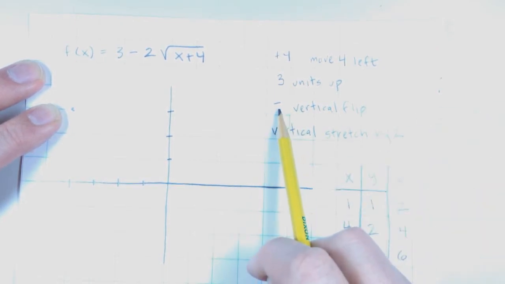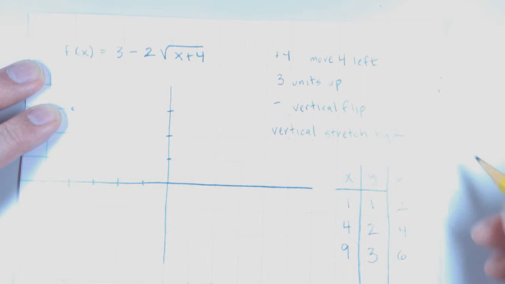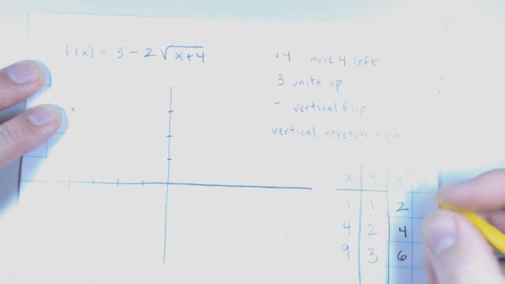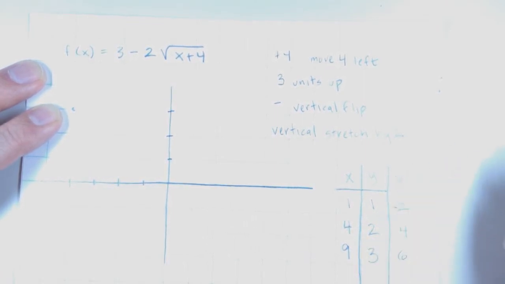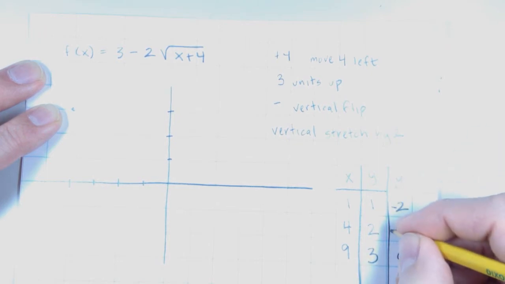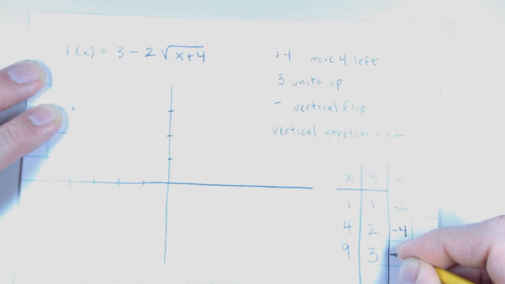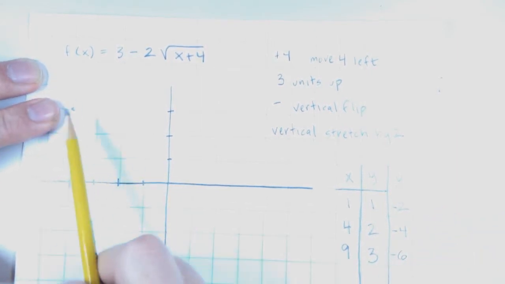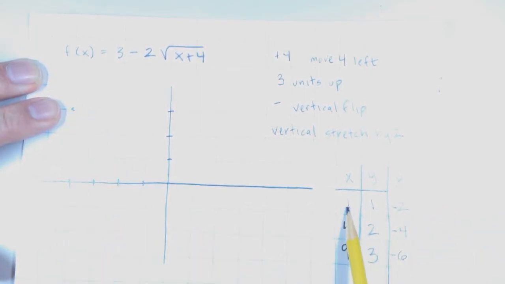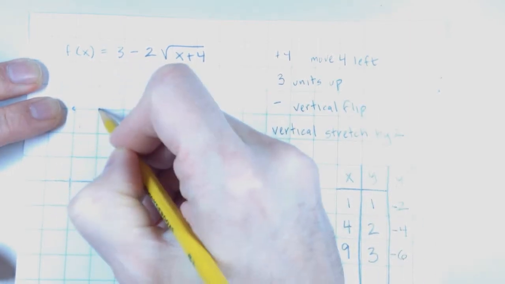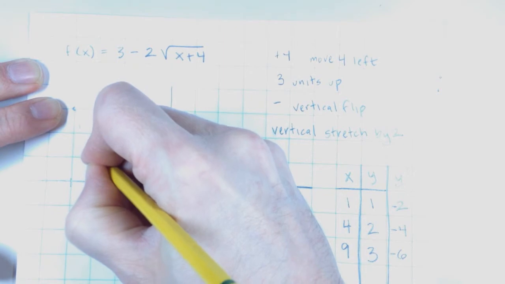I also have a vertical flip because of the negative. And so instead of going up 2, I'll be going down 2. And instead of going up 4, I'll be going down 4. And instead of going up 6, I'll be going down 6. So from my point over here, I can move right 1 and down 2. So my first point, right 1 and down 2.